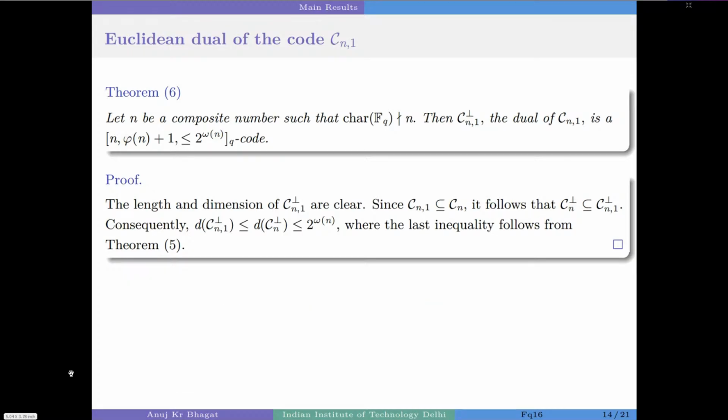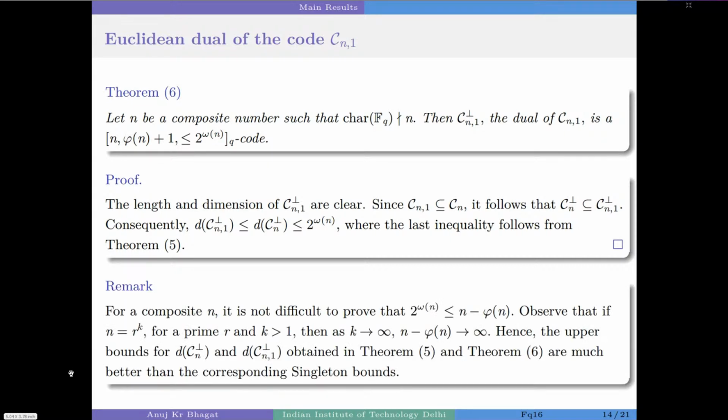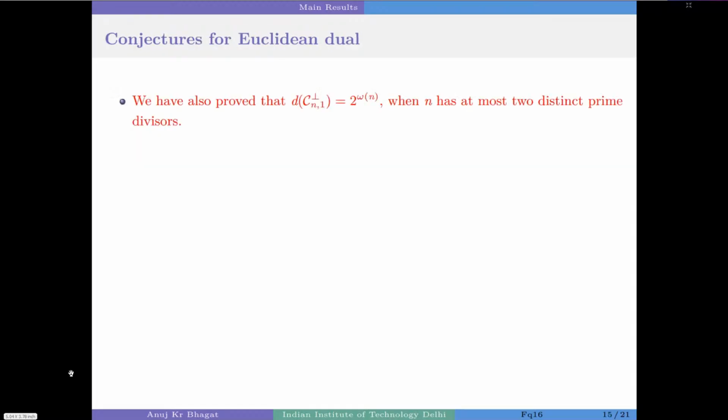Okay. So this bound is actually much better than what is given by the singleton bound. If I use the singleton bound here to achieve an upper bound for the distance, then the singleton bound gives us here n minus Pn, which tends to infinity as k tends to infinity. So the bound that I have achieved is much better than what is given by the corresponding singleton bound. Okay, so we have actually proved that the distance is exactly 2 to the power omega(n) when n has at most two distinct prime divisors. So that means we have achieved this equality when n has at most two distinct prime divisors.